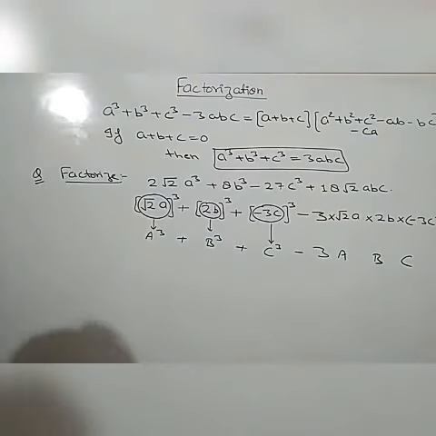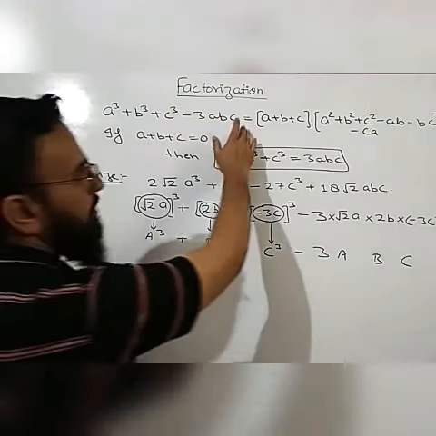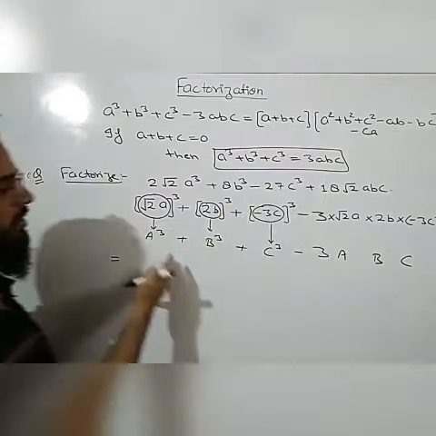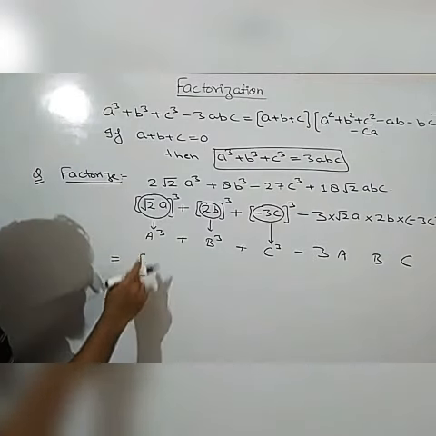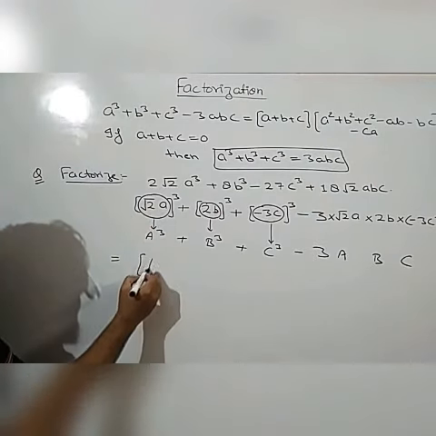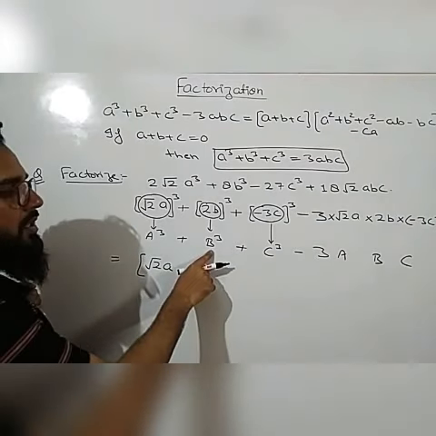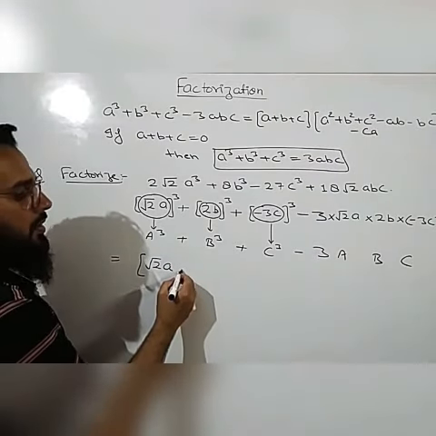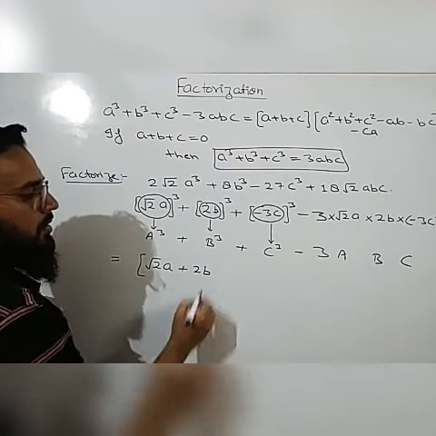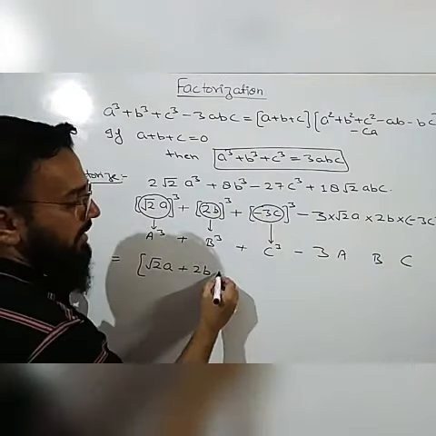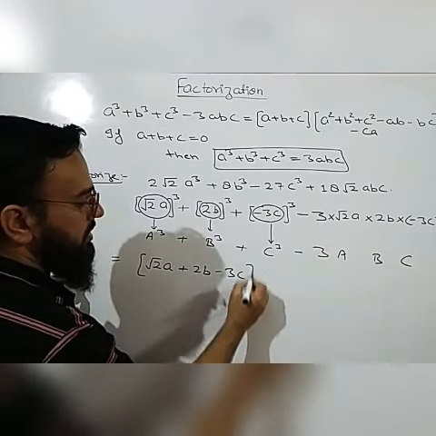Now we can solve it directly. What is the formula of this particular identity? It is equal to a plus b plus c. Now putting the values of a plus b plus c. What is a? A means root 2a. Then what is the value of b? B means 2b, so plus 2b. Then plus c, and what is the value of c? It is minus 3c, so it will be minus 3c.